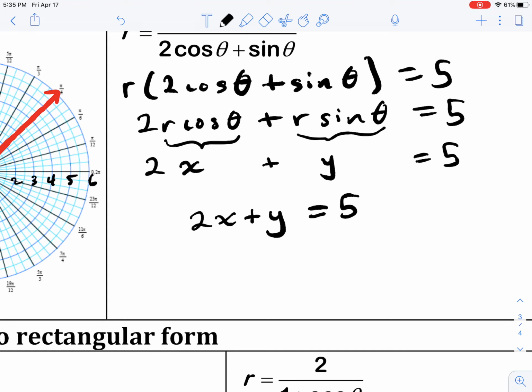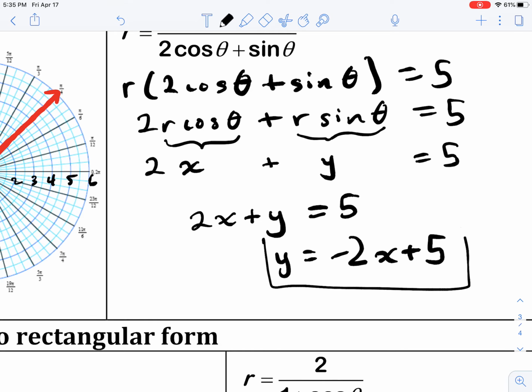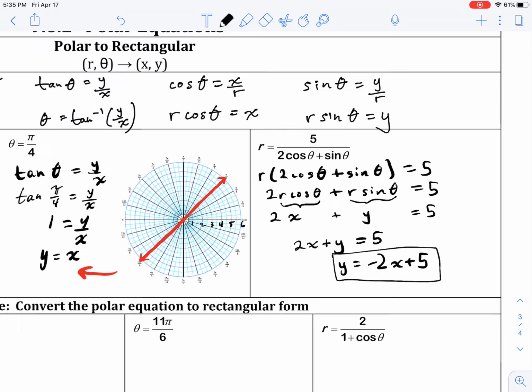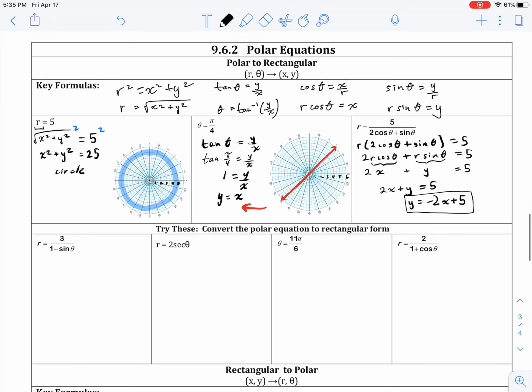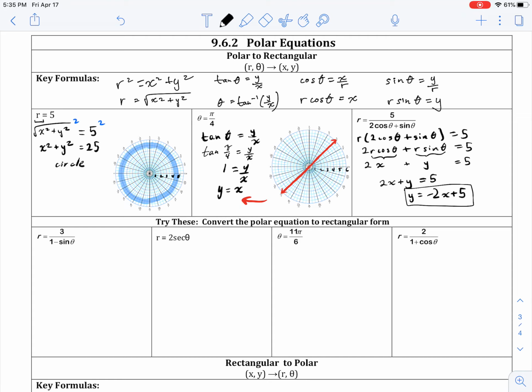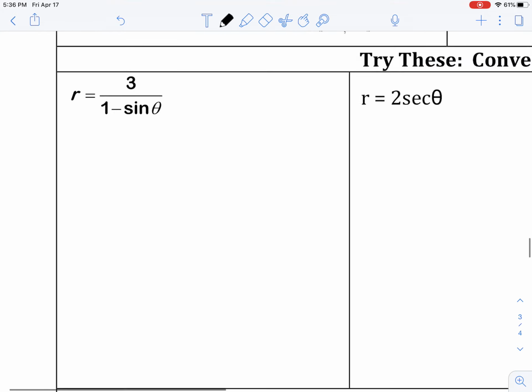which, ask yourself, what type of graph would we get here? You're right, we would get exactly that of a line. So there's our solution there. So take a moment, pause the video, and try these polar equations and see if you can convert them into rectangular form.